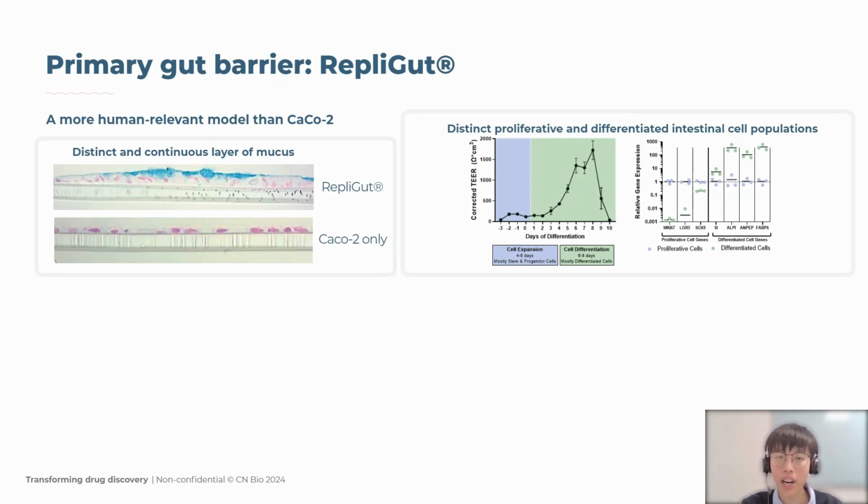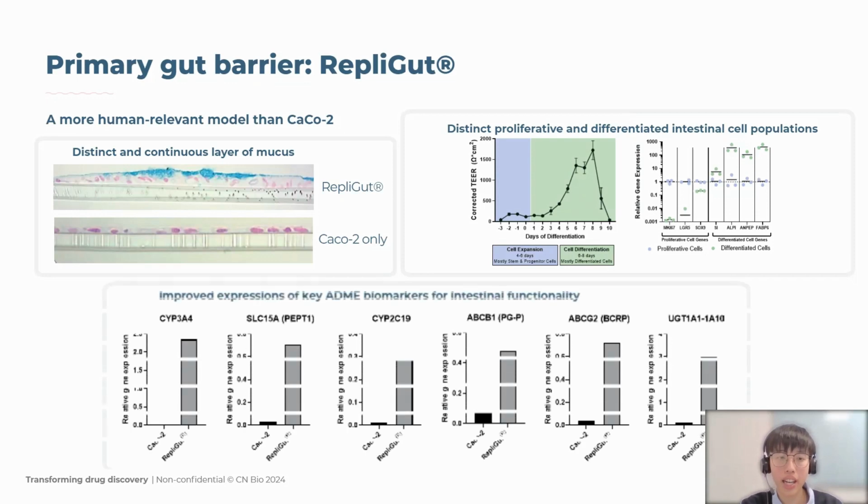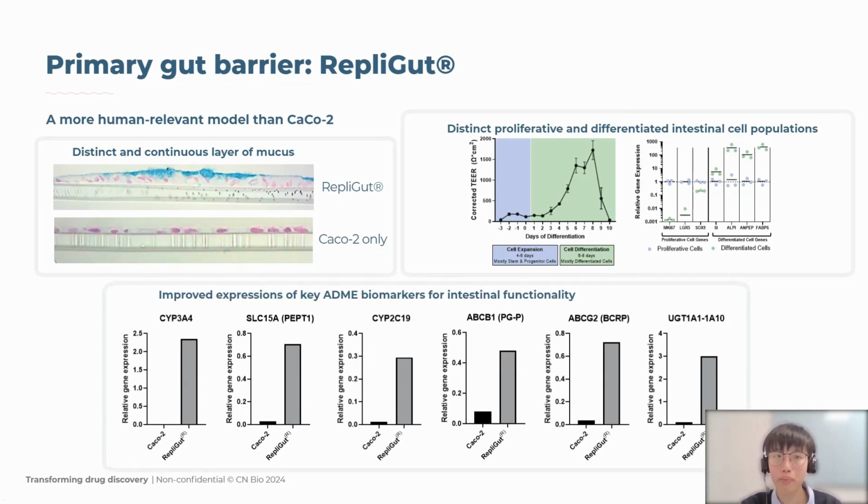approach. Further qPCR analysis also suggested that the primary gut model demonstrates a higher expression of key ADME biomarkers, which includes the expression of transporters and metabolic enzymes. So this would therefore be more suitable for downstream ADME studies.